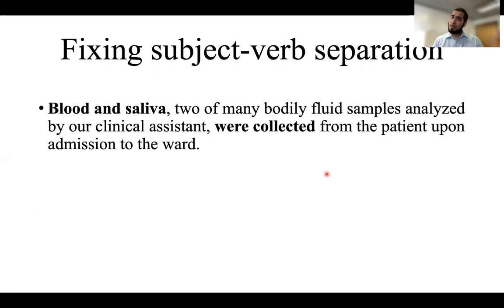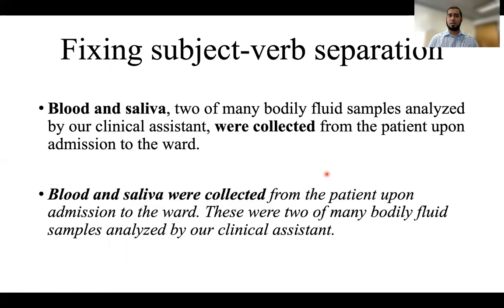Similarly, sentence number 2, blood and saliva were collected, supposed to be together. Here's a solution, of course, one of the solutions. Blood and saliva were collected from the patient upon admission to the ward. Full stop, next sentence. And these are the details now. These were 2 of many bodily fluid samples analyzed by our clinical assistants. So that's how you could fix subject-verb separation when you're revising your own text or when you are drafting text.